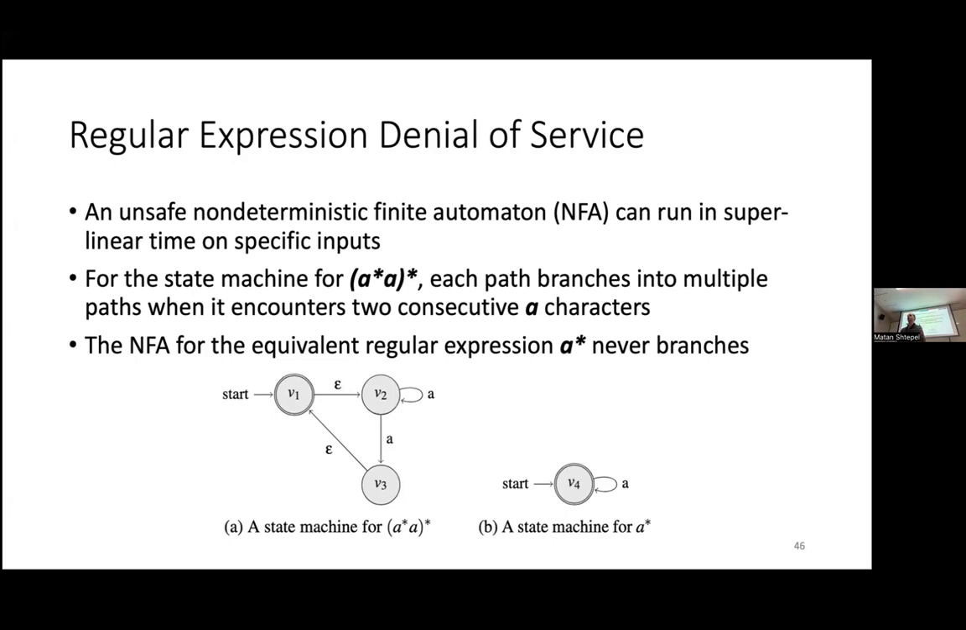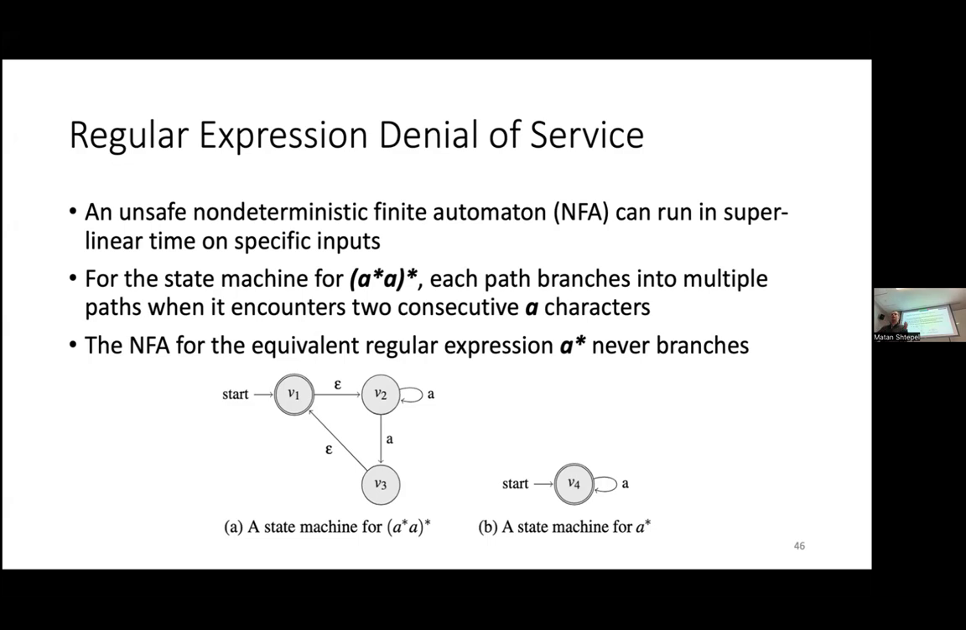To see an illustration of this, let's look at two equivalent regular expressions, A star star, and A star. They both accept any number of repetitions of A, but A star star has a denial of service vulnerability that A star does not. The reason why this is the case is that if we have two consecutive A characters, for A star star, we have multiple options for how to process them. Starting from V1, we can consume two A's by moving to V2, then V3, then back to V1 twice over. Or we can move to V2, then consume an A, staying at V2, then move to V3 and back to V1 to consume two A's. And whenever we have two consecutive A's, we need to explore both of those paths.